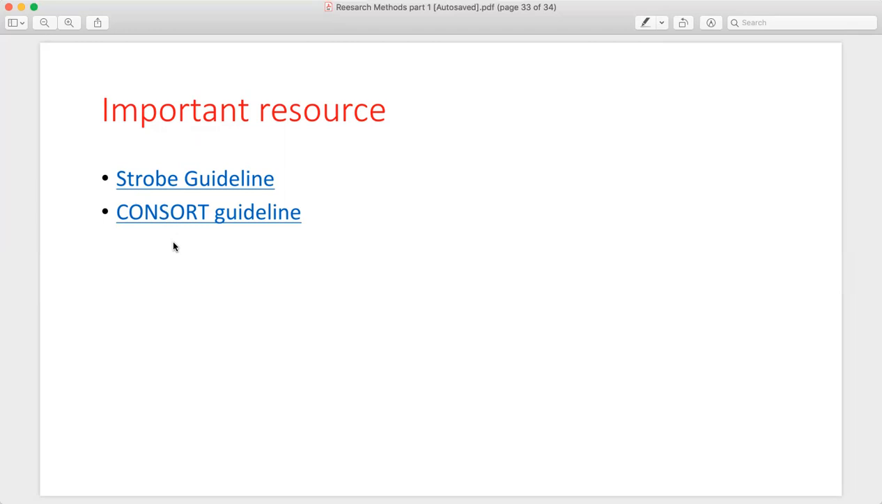So, for example, if you are doing a cross-sectional study or case control study, then this guideline will tell you what exactly you should report in the background, or in the study population or study design. It is a very helpful tool to organize your writing and make sure that you are not missing very important aspects of your proposal.